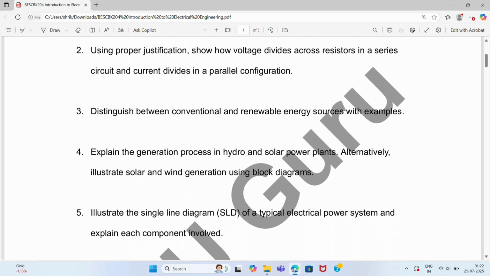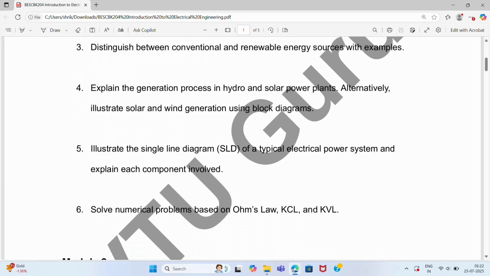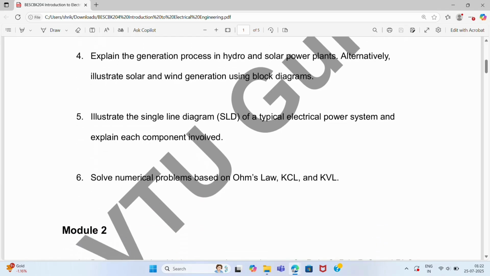Illustrate the single line diagram SLD of a typical electrical power system and explain each component involved. Solve numerical problems based on Ohm's law, Kirchhoff current law and Kirchhoff voltage law.